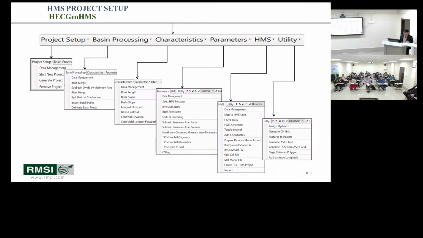Coming to HMS, this is how to delineate the catchment in HMS. These are some of the steps: project setup, basin processing. We will take you through all these steps while we perform the hands-on. These are the stages: basin processing, parameter estimation. You need to put parameters for each subcatchment, different types of parameters, curve number, loss information. How you should put them, we'll let you know in the hands-on session.